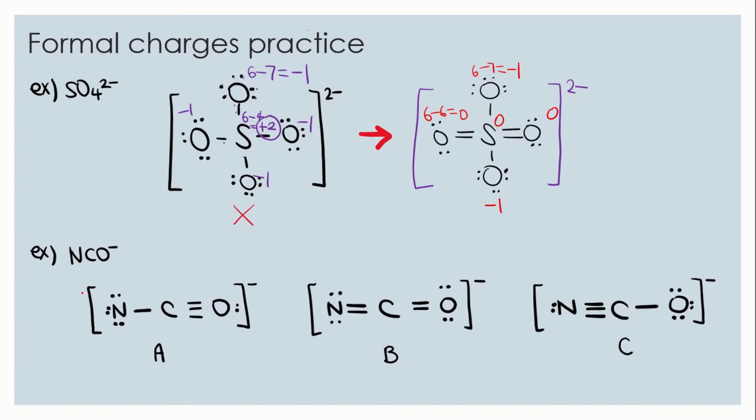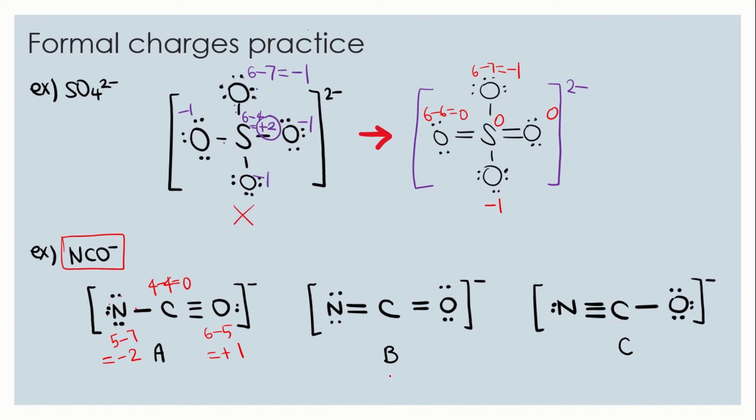For the second example, you have to find the most probable Lewis structure for NCO-, and you can do that simply by checking the formal charges. Nitrogen has 5 valence electrons, minus 1, 2, 3, 4, 5, 6, 7, so -2, which is not good. Carbon, 4 minus 4, 0, and for oxygen, 6 minus 5, which will be +1.